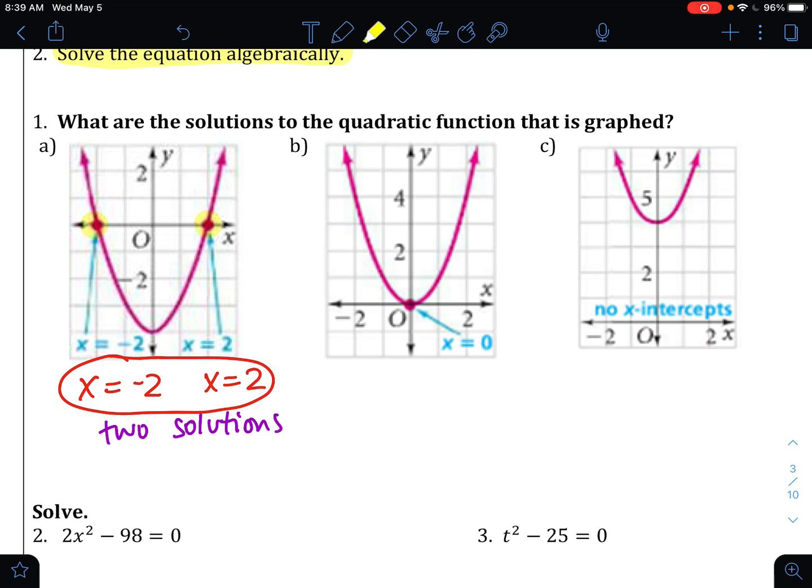Next, see how the vertex is right there on the origin. So it's only crossing the x-axis in one place. Here's your x-axis you are focusing on. So I would have 1 solution, and that solution is the number 0. All right, this is an example of when we have 1 solution.